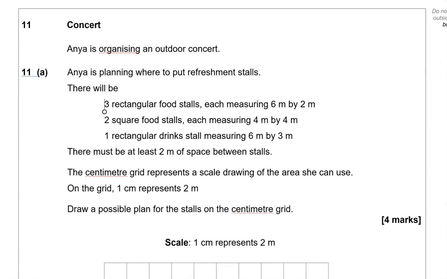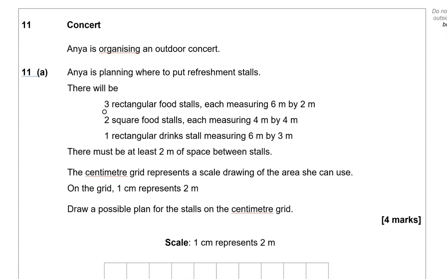Concert. Anya is organising an outdoor concert. Anya is planning where to put refreshment stalls. There will be 3 rectangular food stalls, each measuring 6 meters by 2 meters. 2 square food stalls, each measuring 4 meters by 4 meters. 1 rectangular drink stall measuring 6 meters by 3 meters. There must be at least 2 meters of space between stalls.